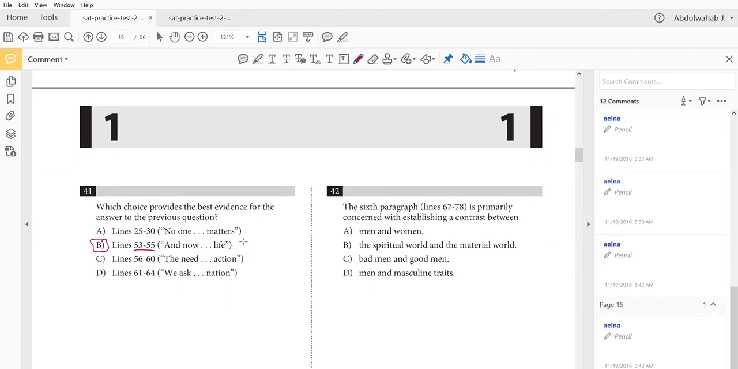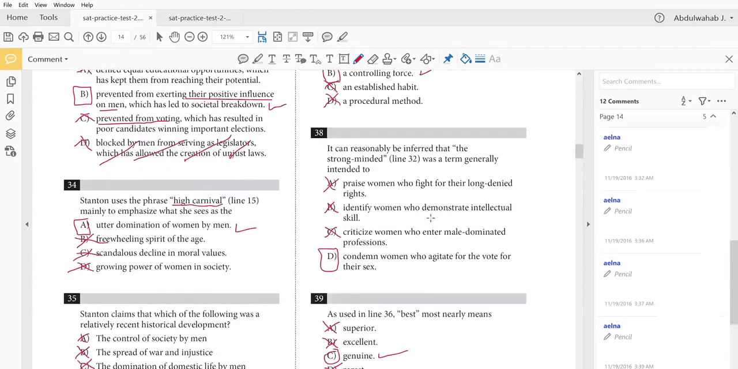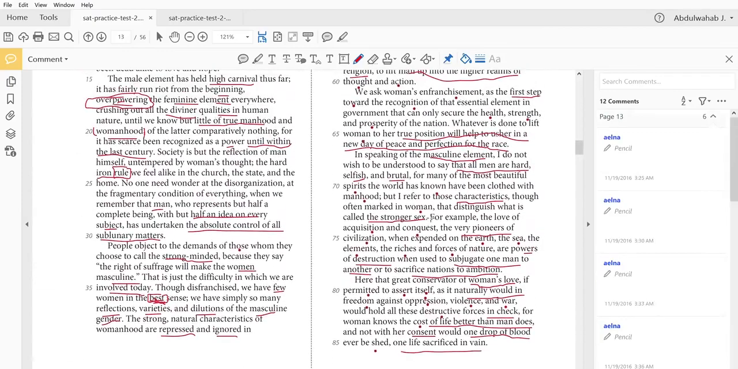Now, the sixth paragraph, lines 67 to 78, is primarily concerned with establishing a contrast, a difference. When we're contrasting, we're finding differences between men and women, the spiritual world and the material world, bad men and good men, men and masculine traits. So, let's take a look. So we're referring to this paragraph, line 67 to line 78.